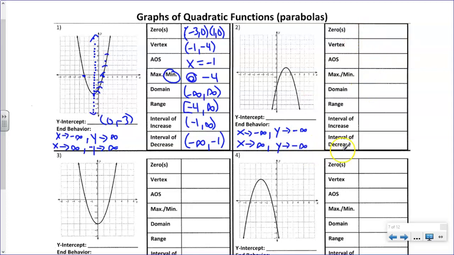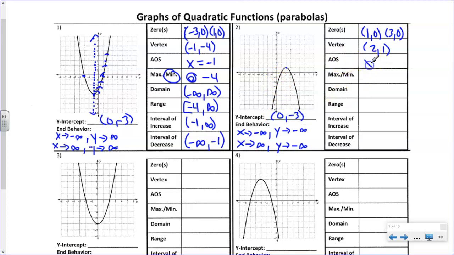Okay, so let's look at this one and go ahead and fill it in. Our zeros are at 1 and 3, so that will be 1, 0 and 3, 0. Our vertex is at 2, 1. Our y-intercept is at 0, -3.